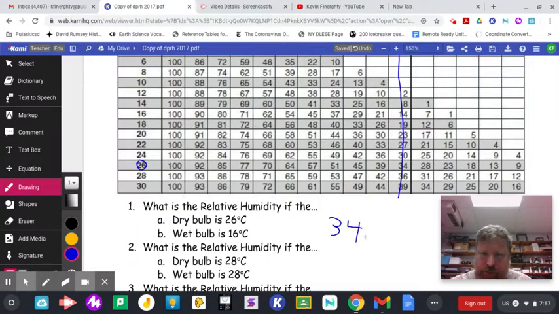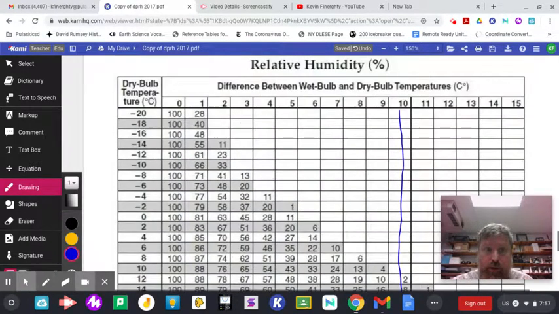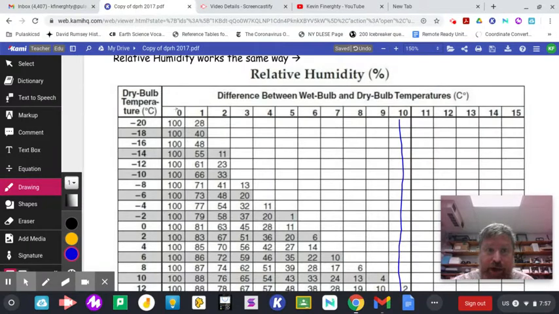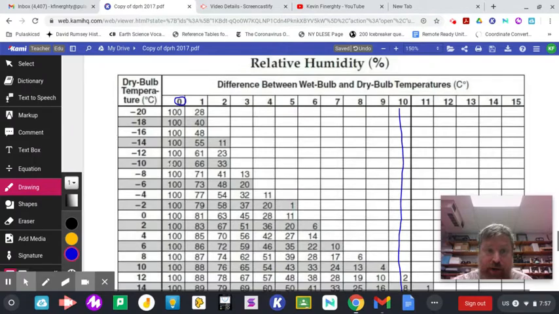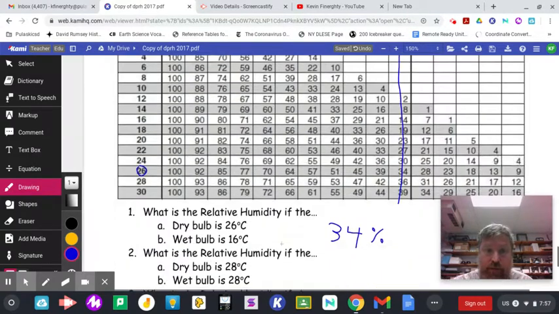The next one's cool because they're the same. And in fact, you could almost do that with variables. What if the dry bulb is X and the wet bulb is also X? What's the difference between a number and itself? It's always 0, right? 28 minus 28 is 0. There's no difference between those two. We'll look over here on the relative humidity. No matter what the dry bulb temperature is, if there's no difference between it, that means that we're at 100% humidity.